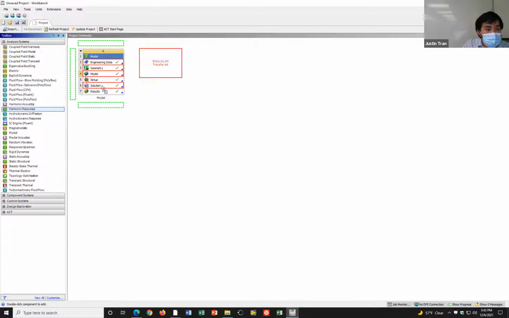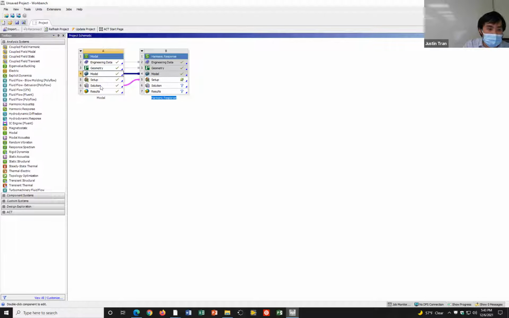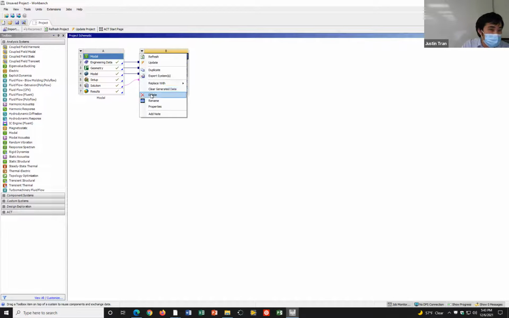But you have to be careful. I think the tempting thing to do is to click and drag the harmonic response onto the solution like this, okay? With this, you link the geometry, the mesh, the boundary conditions, and the solution from the modal response into harmonic. You don't want to do this because it might lead you to some errors, okay?